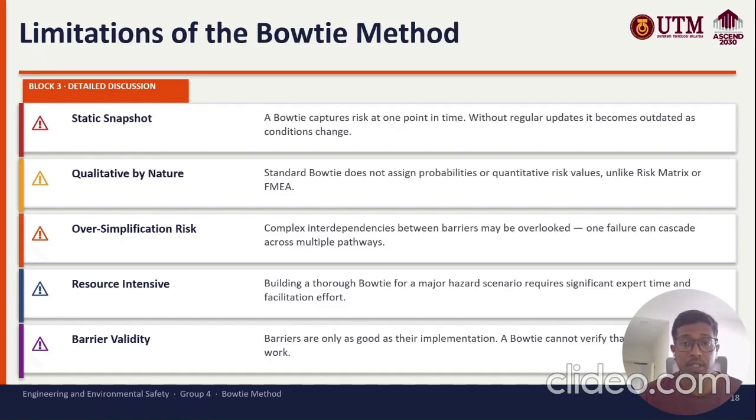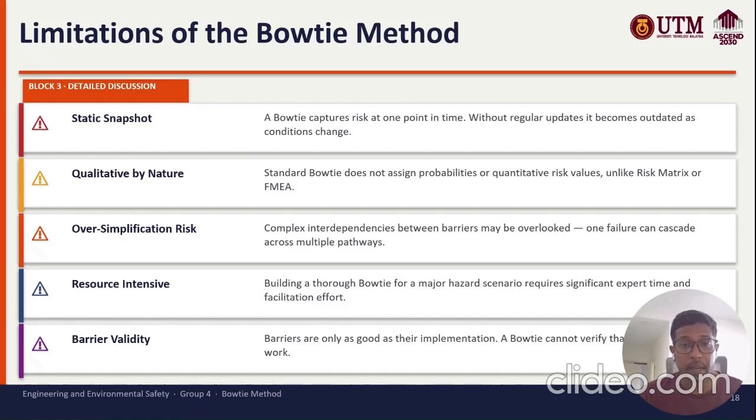Fourth, it's resource intensive. Building a thorough, accurate bow tie for a major hazard scenario takes time, expertise, and a proper facilitated workshop. So it's not a 5-minute exercise. For organizations without dedicated safety teams, this can be a barrier for adoption.